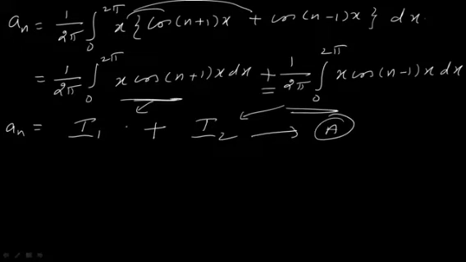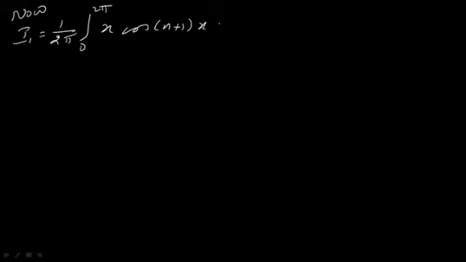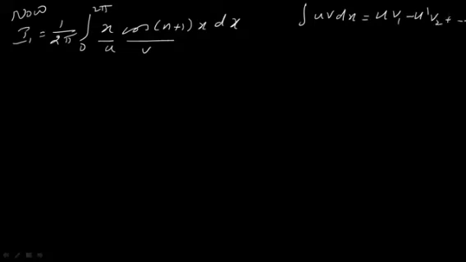So first let me calculate I1. I1 is 1 by 2 pi integral 0 to 2 pi x cos (n plus 1)x dx, right? So now your I1 is equal to 1 by 2 pi integral 0 to 2 pi x cos (n plus 1)x dx. Now this is of the form uv, right? You know the formula for integral uv dx, isn't it? That is uv1 minus u dash v2 plus etc.